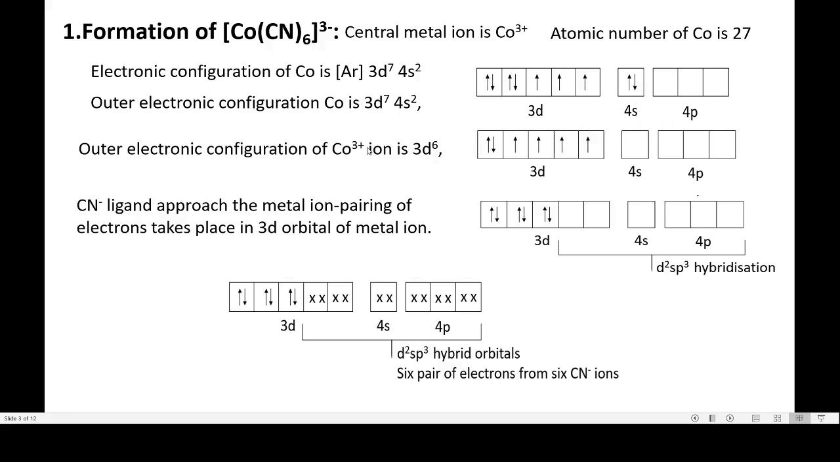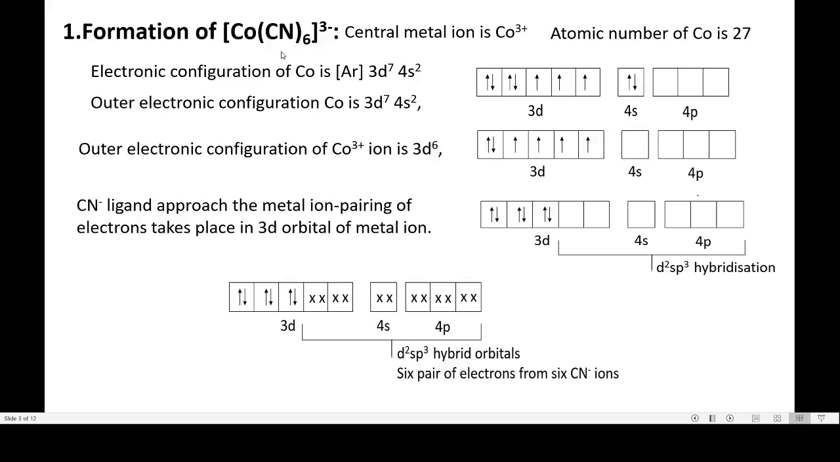So to form cobalt 3+ ion, the metal loses 3 electrons. So the outer electronic configuration of the ion will be 3d6, with a loss of 2 4s electrons and 1 3d electron. So now the configuration is 3d6, and the 4s orbital will be vacant.